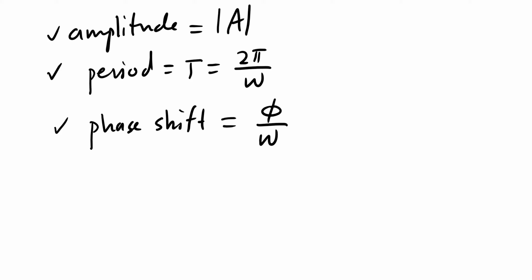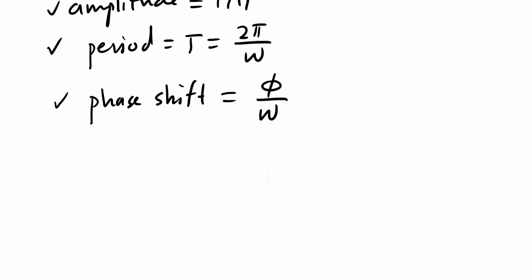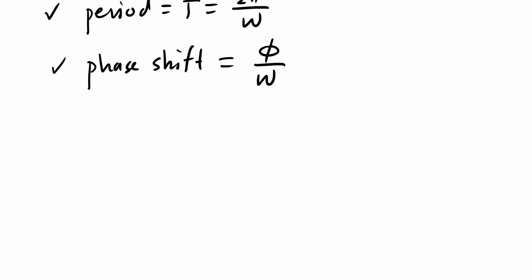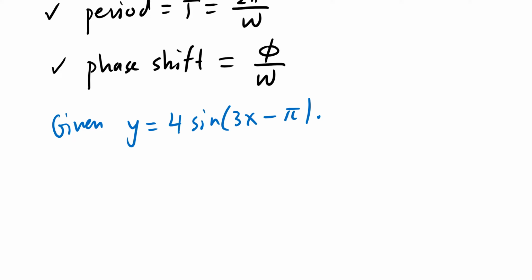So I'm going to go over one example about graphing, and that's what this section is about: how you find amplitude, period, phase shift, and how we graph it. This example is going to take a lot of time, step by step, but as soon as you get this example, you're set for this section. So given y equals 4 sine, let's say, 3x minus pi. This function is given.